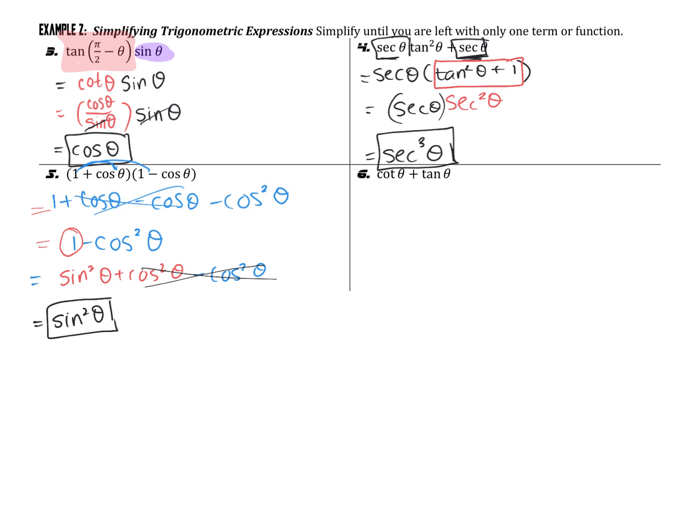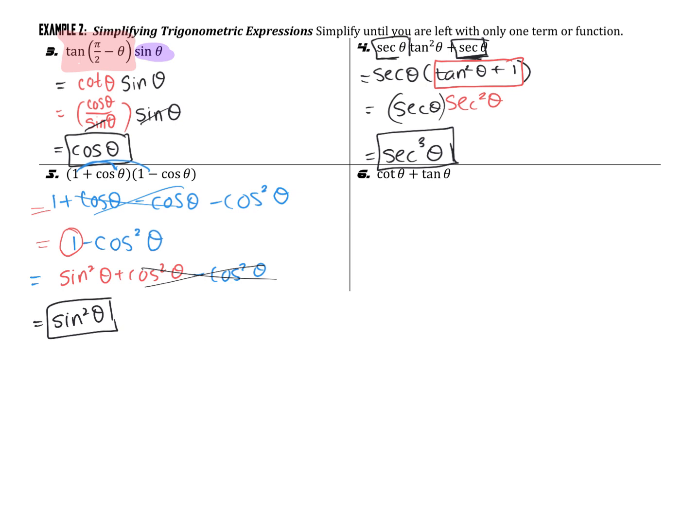Okay, number 6. I want you to pause the video and see if you can come up with an idea on how to work through this on your own, and then unpause the video and see how you did. All right, hopefully you've had time to experiment with this a little bit on your own. I think there's a variety of different approaches. The first time I did this problem, I actually changed cotangent into cosine over sine and tangent into sine over cosine, and then I found a common denominator, and I worked with everything in terms of sine and cosine.